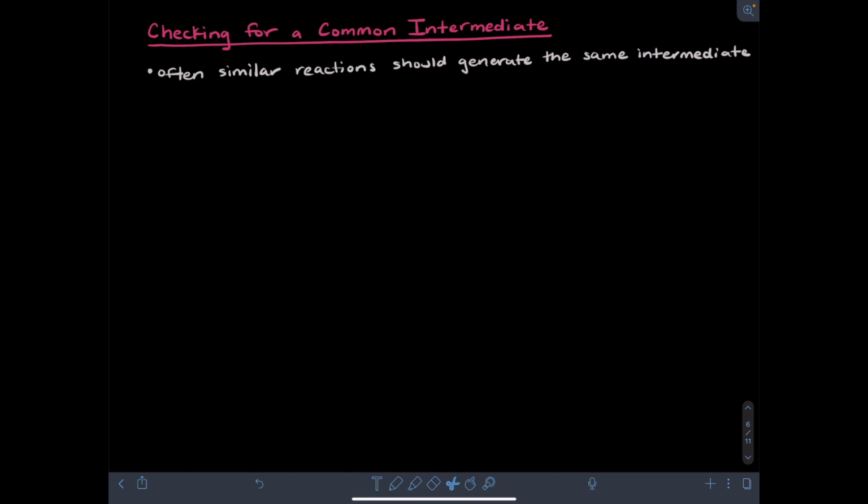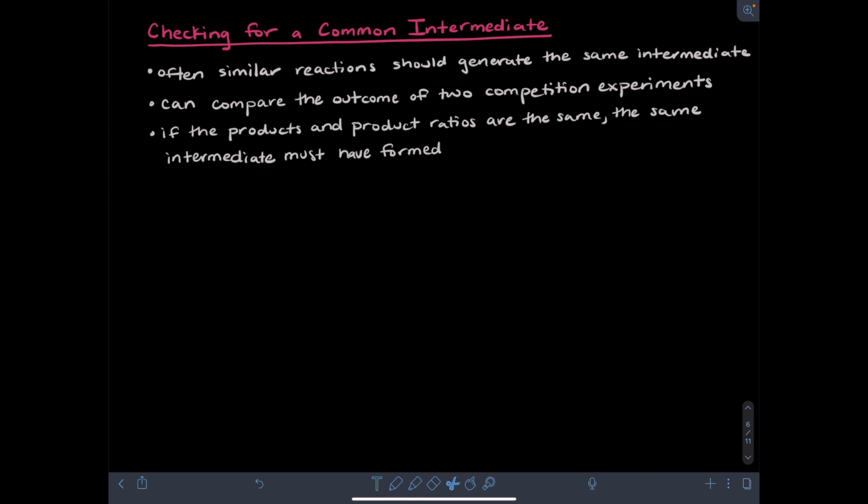A useful application of competition experiments is checking two reactions to see if they form the same type of intermediate. Often similar reactions you would expect to generate similar intermediates. And what you could do is perform two competition experiments. If you get the same products and they form in the same ratio for your two different reactions, it will suggest that the same intermediate was formed in the two different reactions.